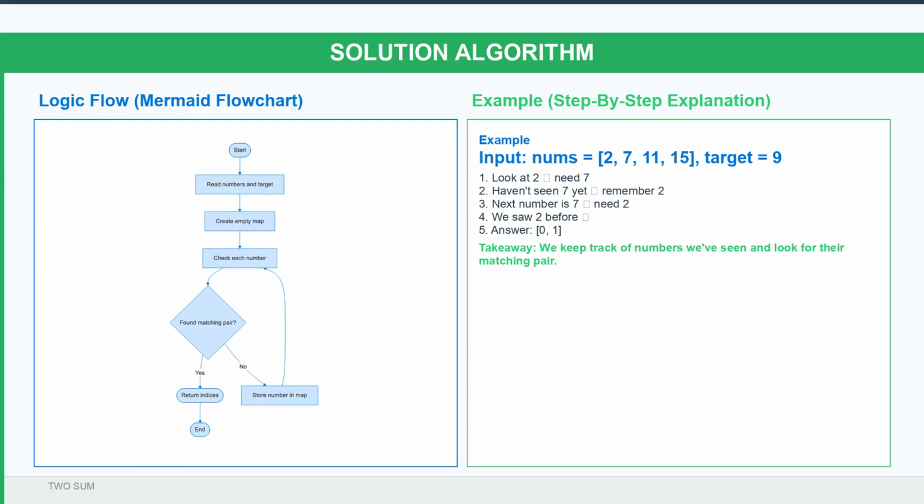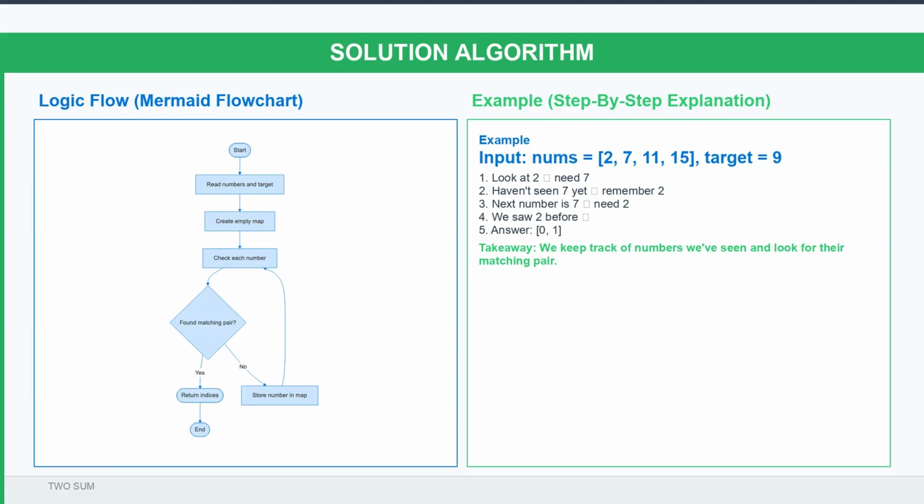specific target. Let's break down the solution step by step. First, we need to understand the problem clearly. Given an array of integers and a target integer, our goal is to identify the indices of the 2 numbers that sum to the target. To solve this efficiently, we'll use a hash map, also known as a dictionary in Python, which allows us to store numbers and their indices. This makes our lookups very fast.